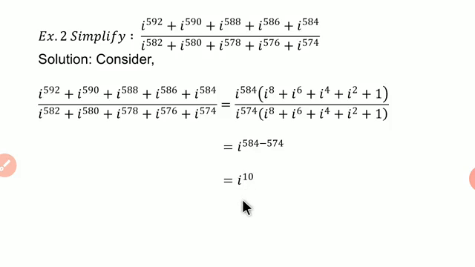Now i raised to 10 can be written as i raised to 4 into 2 plus 2. It is of the form i raised to 4n plus 2 and its value is minus 1. And so the value for the given fraction is minus 1 here. Now see the next example, number 3.